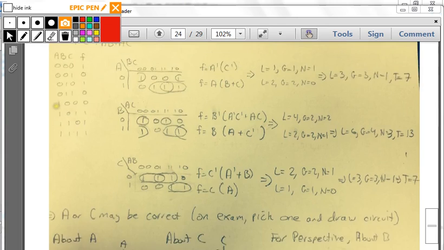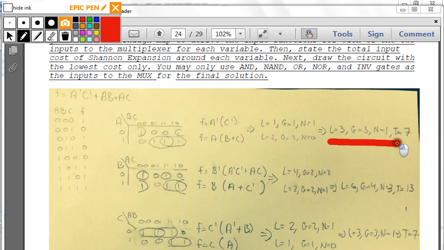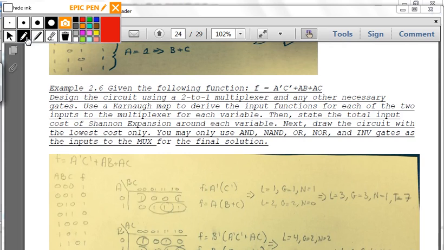So what we're calculating here is the cost for what's going into the multiplexer. So that's why, to go off a little bit here, when I say in the question, design the circuit using a 2-to-1 mux and any other necessary gates, I want to know how much the other necessary gates cost and which one's the best.